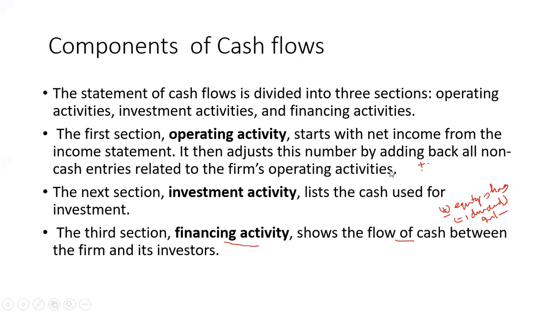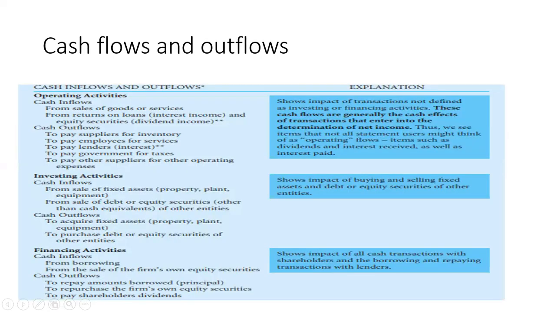Now let us see some of these. Here, what happens is that from sales, from the return on a loan, for example, if you have made an investment, then it is added back. Similarly, if certain income has been received from dividend income. Cash outflows are like these: payments to suppliers for inventory, to employees for services, and so on and so forth. Then there are certain items like cash inflow, for example, if assets have been sold off, then it will result in inflows.